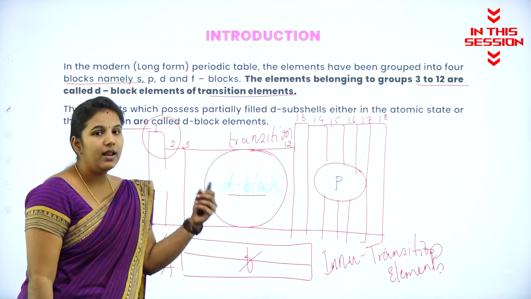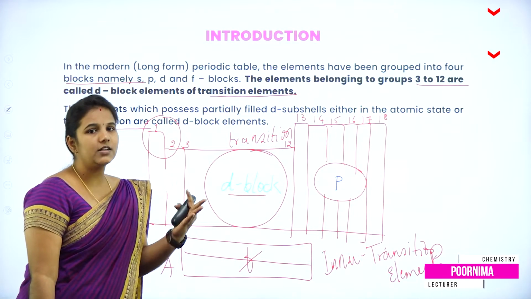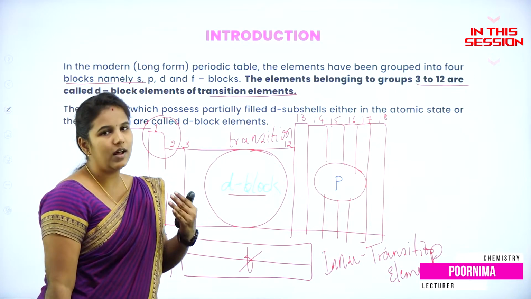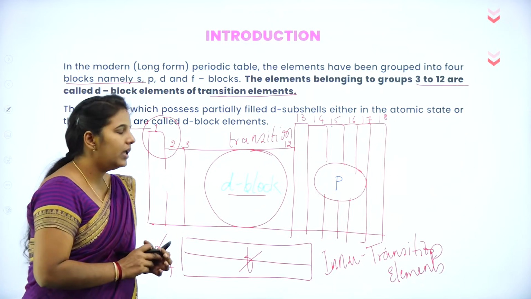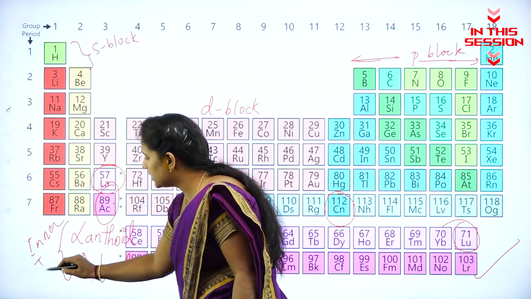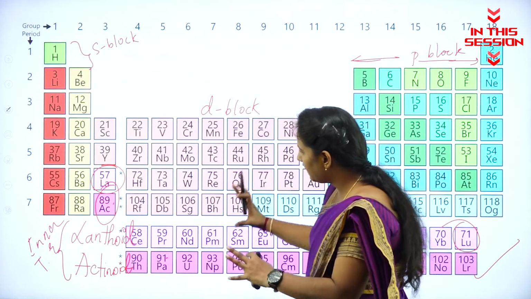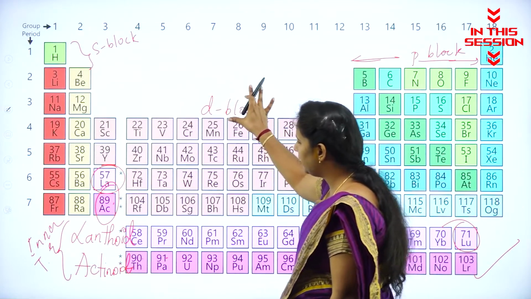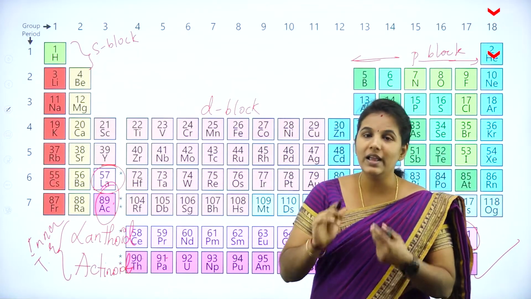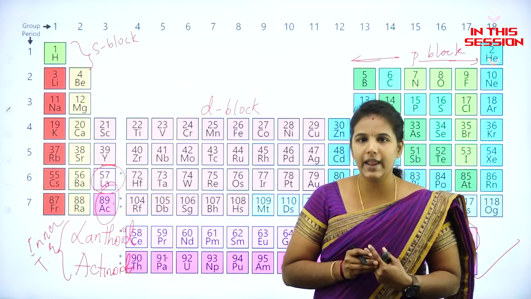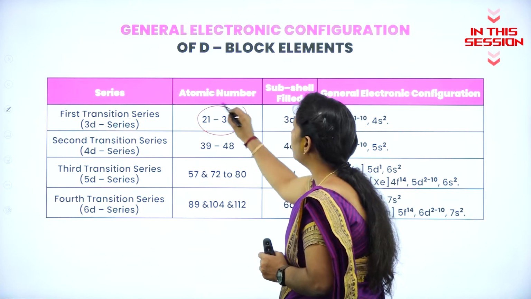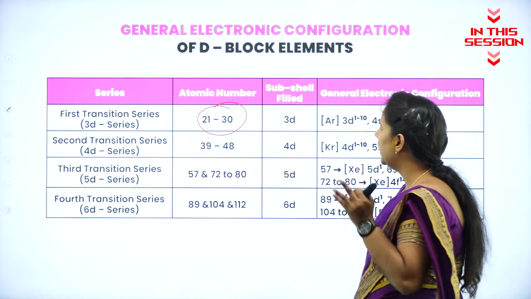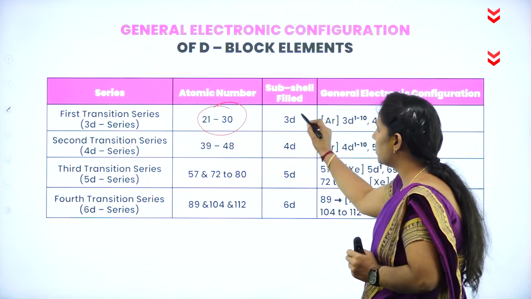Why is it called a D block element? Because the last electron enters the D block, hence it is known as D block element. Why is it known as inner transition element? Because it is present inside the D block, hence it is known as inner transition element. The 3D series has atomic numbers from 21 to 30, and it has the subshells of 3D.